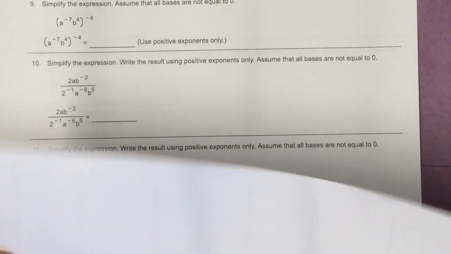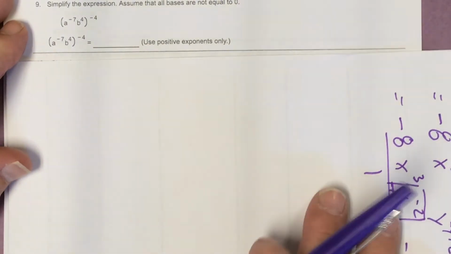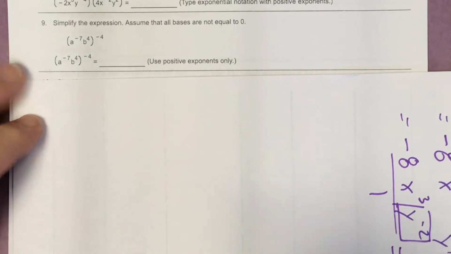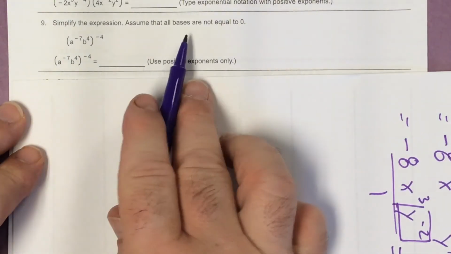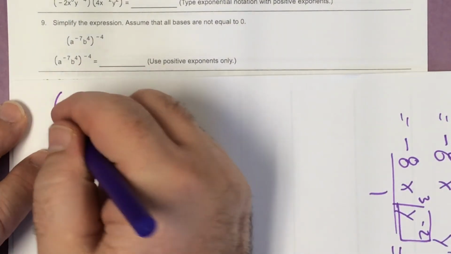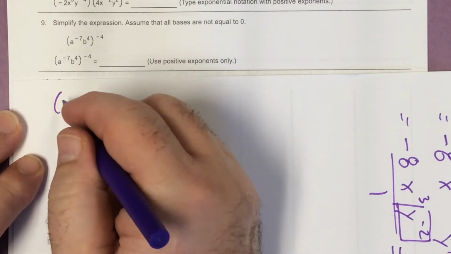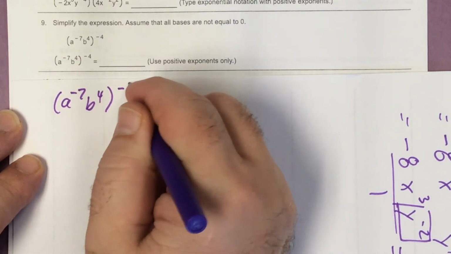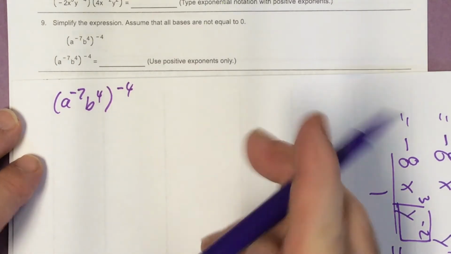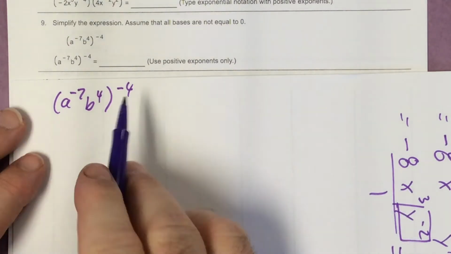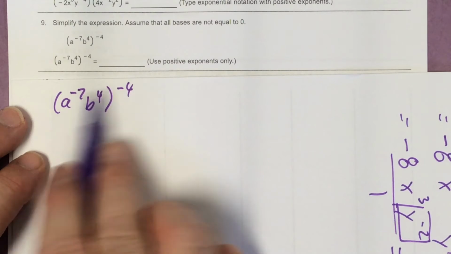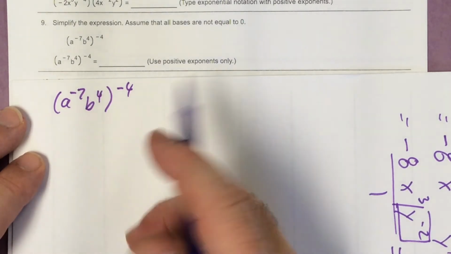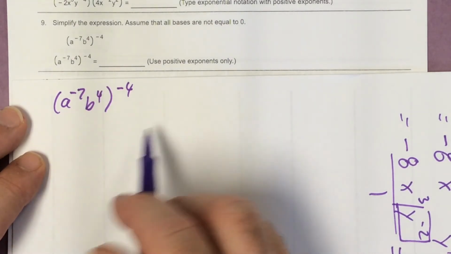Let's go ahead and take a look now at question 9 and see how question 9 is done. And the question reads, to simplify the expression, assume that all the bases are not equal to 0. So this is going to be a to the minus 7, b to the 4th, and this is raised to the negative 4. So what I would encourage you to do, since we're going to have to multiply each of these exponents together, is just multiply it through so we don't have the parentheses anymore.